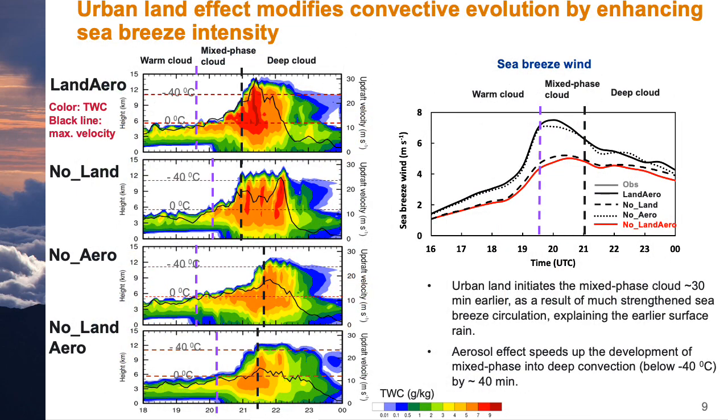The urban land effect is important for the convection at low level because urban land effect can strengthen the sea breeze circulation and thus lead to a faster transition from the warm cloud to mixed phase cloud at about 30 minutes earlier. This also explains the earlier surface rain. The aerosol effect speeds up the development of the mixed phase cloud into the deep convection by about 40 minutes.